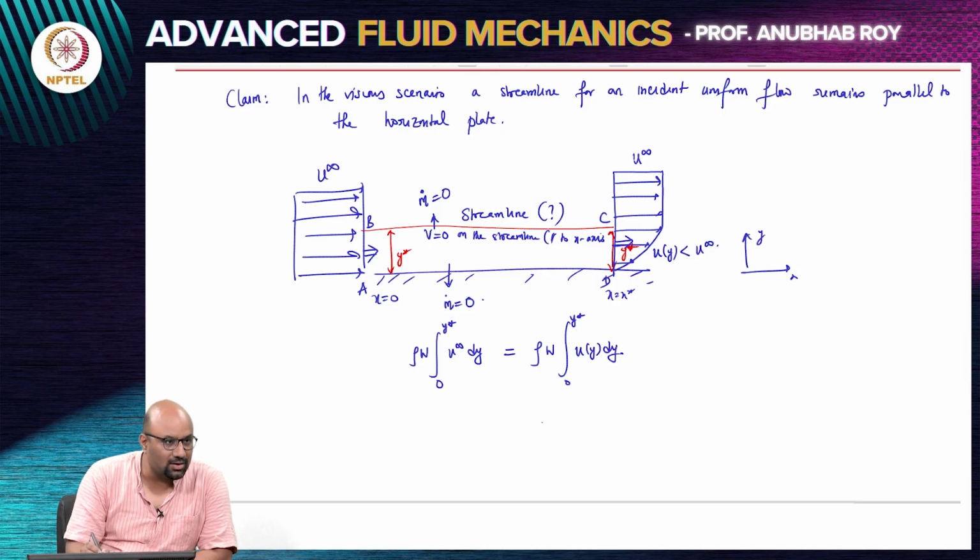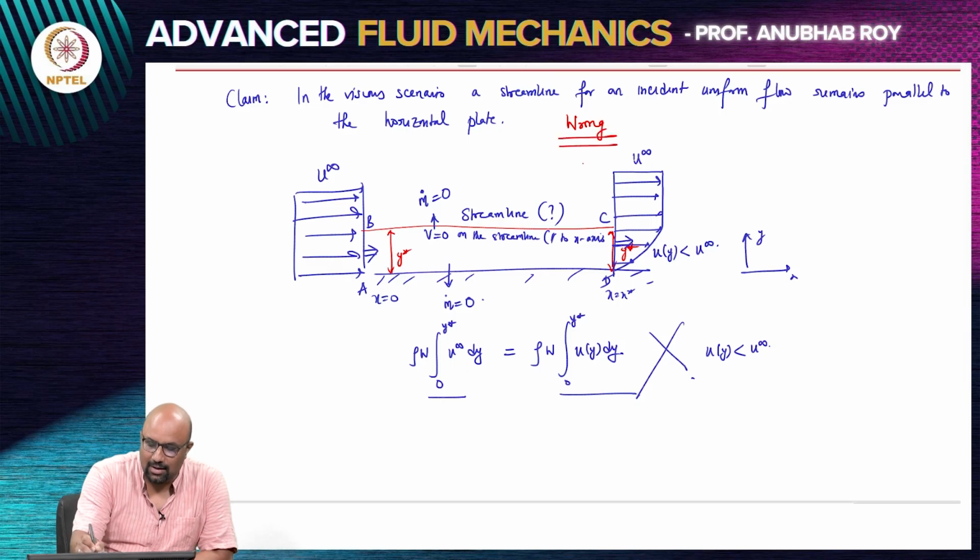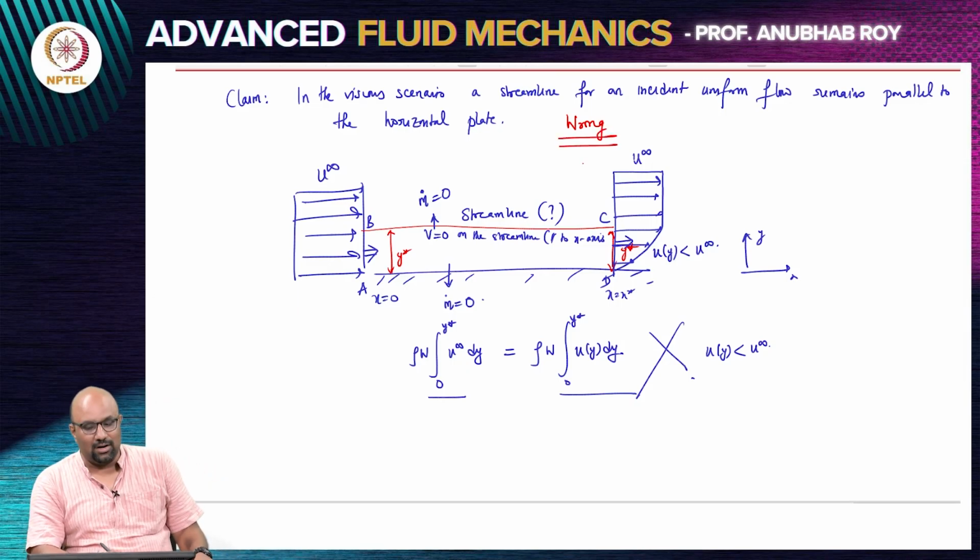By mass conservation, whatever is coming in from the left should be whatever is going out from the right. But we know that u of y is less than u infinity, which means these two integrals cannot be equal. So, this equality is not possible. So, the claim that a streamline for the incident flow remains parallel to the horizontal plate, because I used my knowledge of the inviscid flow, is not applicable here.